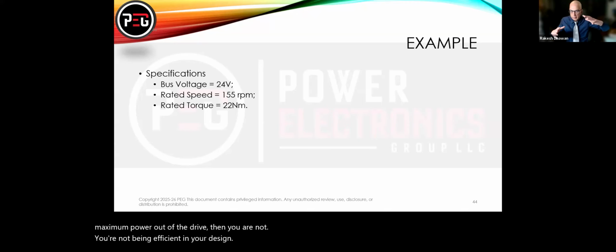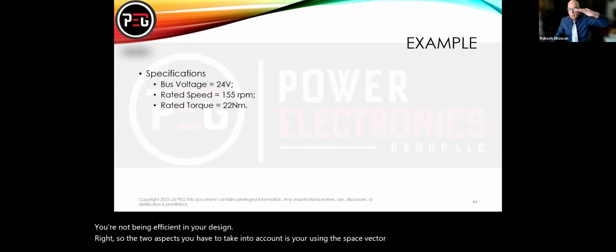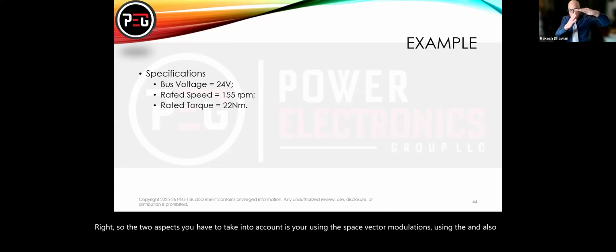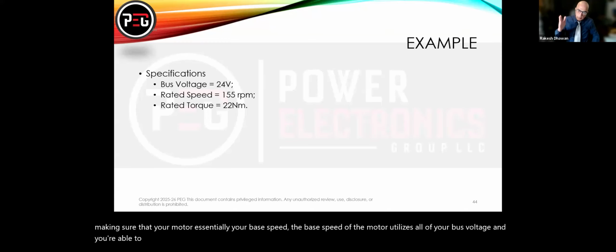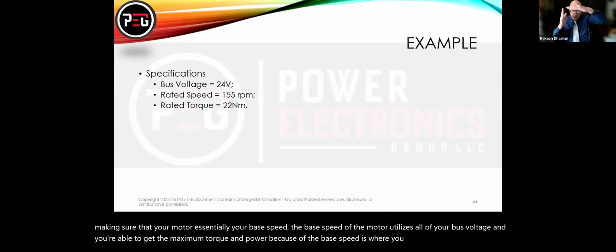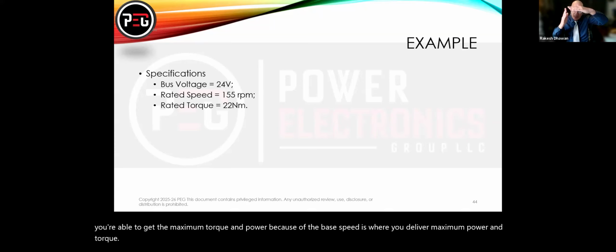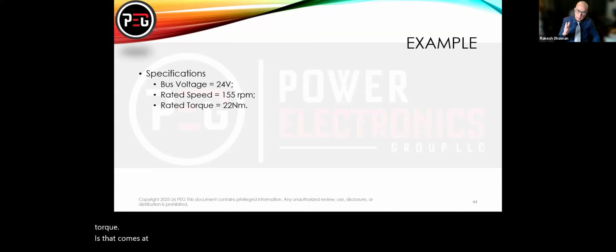So the two aspects you have to take into account are using space vector modulation, and also making sure that your motor's base speed utilizes all of your bus voltage, so you're able to get the maximum torque and power, because the base speed is where you deliver maximum power and torque. That comes at the bus voltage point.